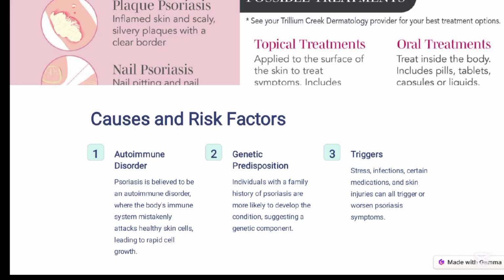Now, what are the causes and risk factors? Number one, autoimmune disorder. Psoriasis is believed to be an autoimmune disorder where the body's immune system mistakenly attacks healthy skin cells, leading to rapid cell growth. Number two is genetic predisposition. Individuals with a family history of psoriasis are more likely to develop the condition, suggesting a genetic component. The third one is triggers. Stress, infections, and medications, as well as skin injuries, can trigger worsened psoriasis symptoms.